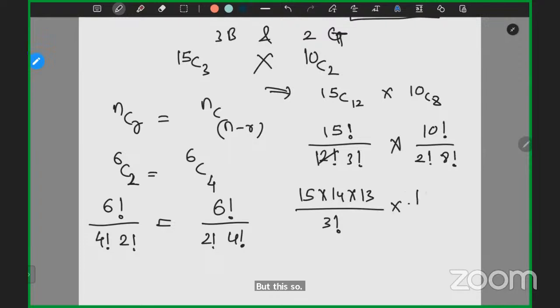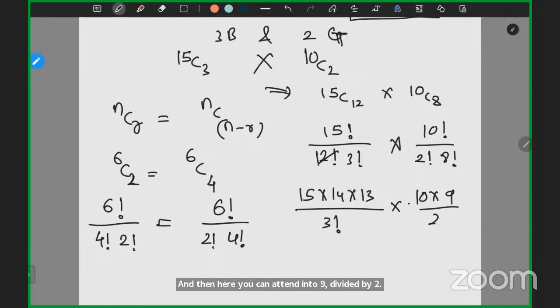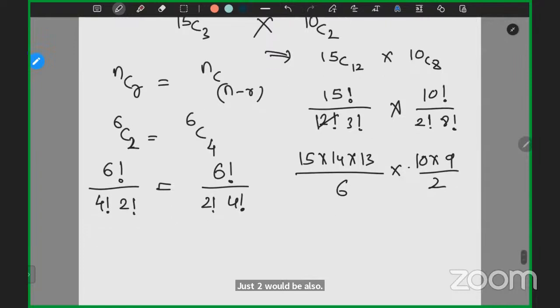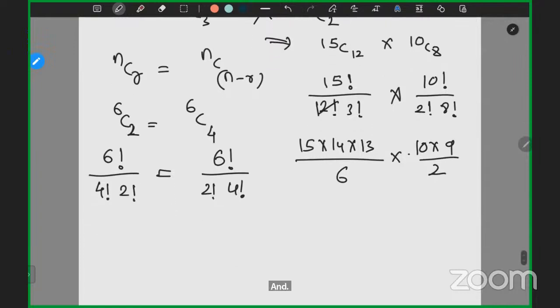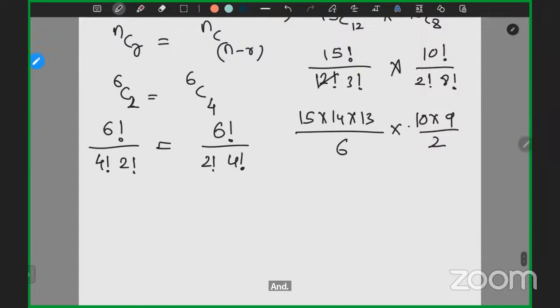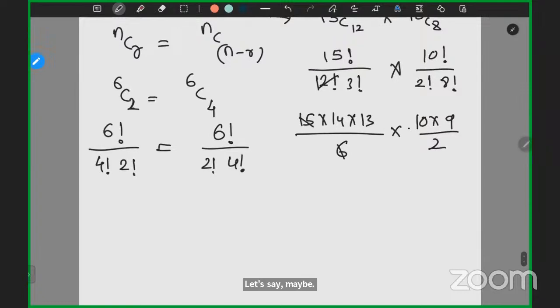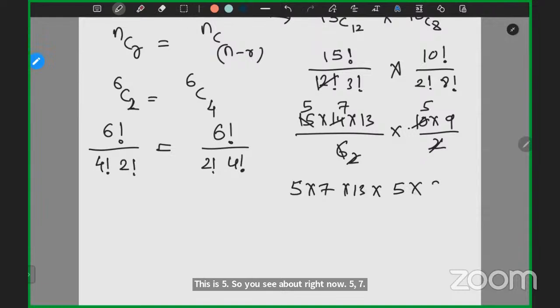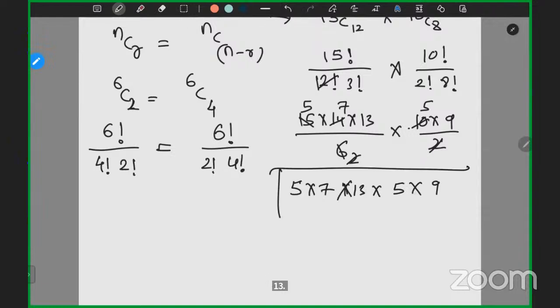And then here you can write 10 into 9 divided by 2 factorial, or just 2 would also be fine. So this 3 factorial is 6. And now what you can do is, let's say you can divide this 5 as 15 and this 2. Here 7, this is 5. So you'll see you have now 5 into 7 into 13 into 5 into 9. Whatever this number is, this is actually the answer. You can use a calculator and do it.